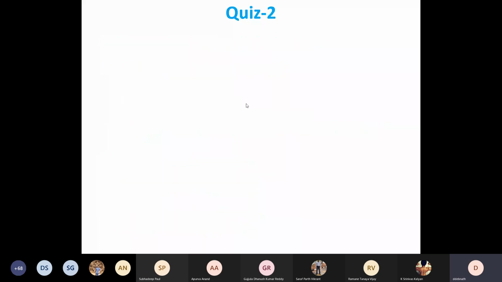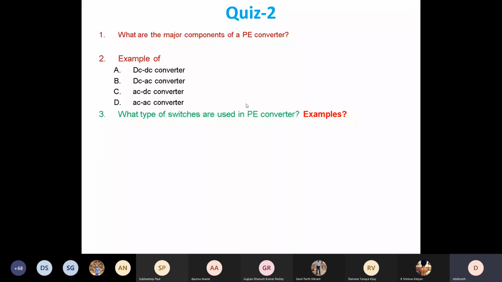So quickly, can you tell me the names of some semiconductor switching devices? Transistors, MOSFETs, diodes, bipolar junction transistor. Then we'll be learning IGBT, TRIAC, GTO, SCR. We'll learn these devices slowly. Okay, good.